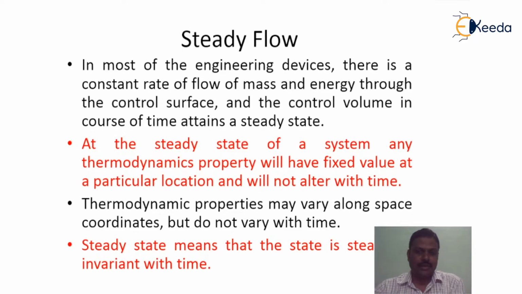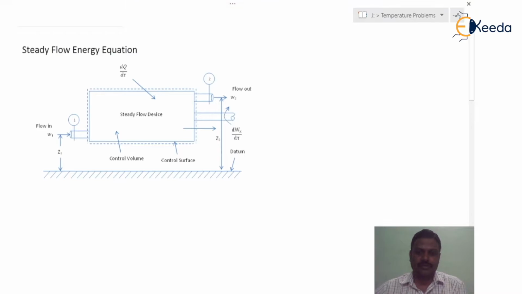After that, let us derive the expression for the steady flow energy equation. For that, let us consider a steady flow device in which one stream of fluid continuously enters and one stream of fluid flows out of the control volume. There is no accumulation of mass or energy within the control volume, and the properties at any location within the control volume are steady with time.